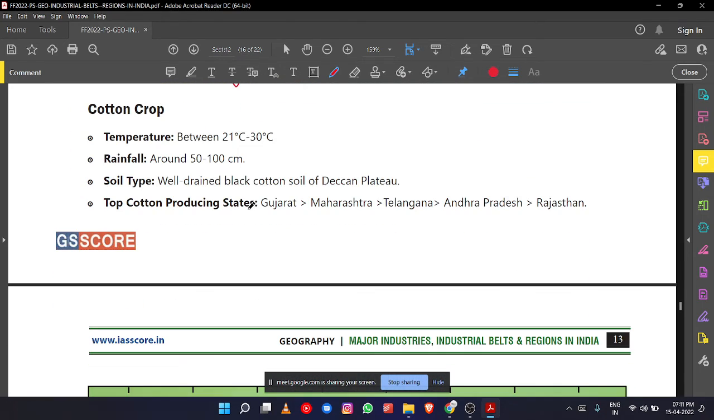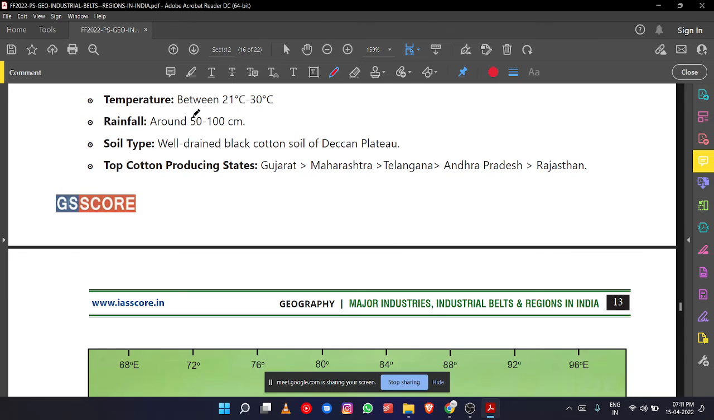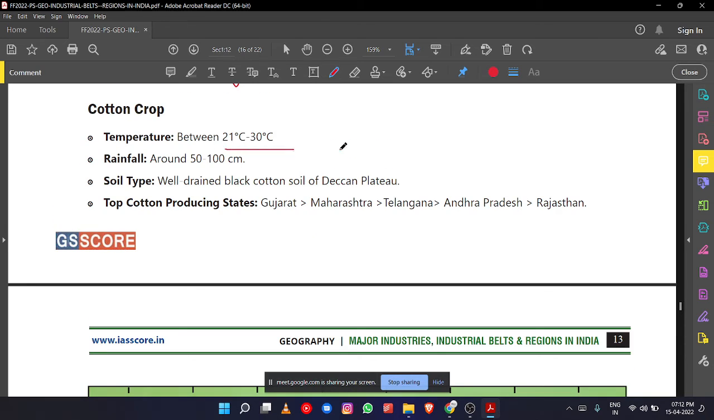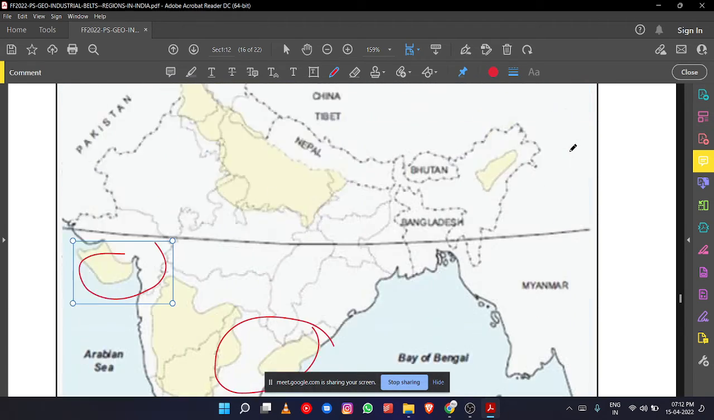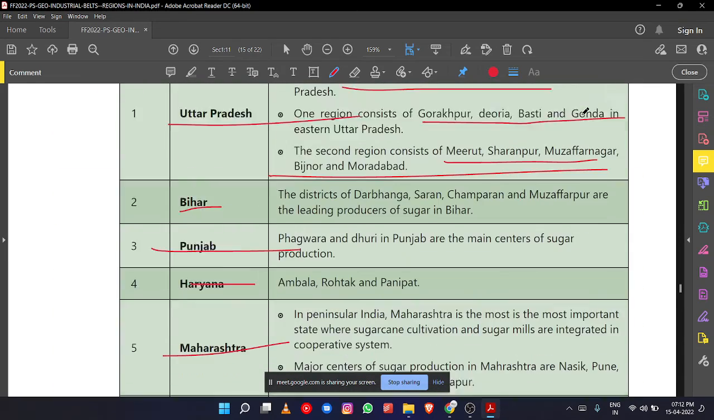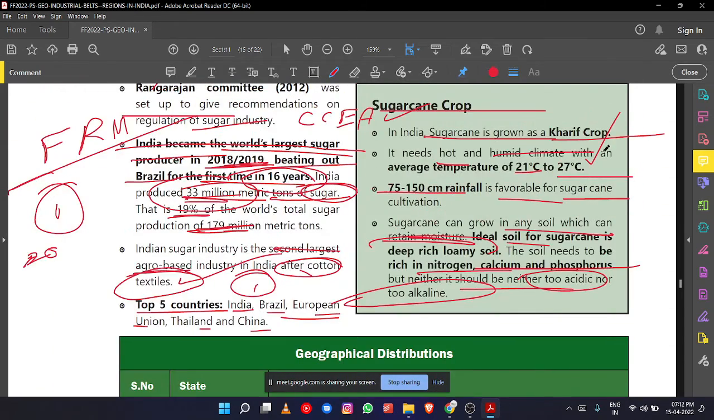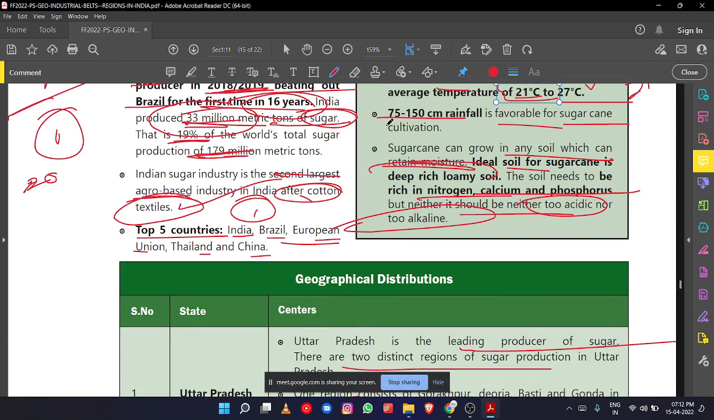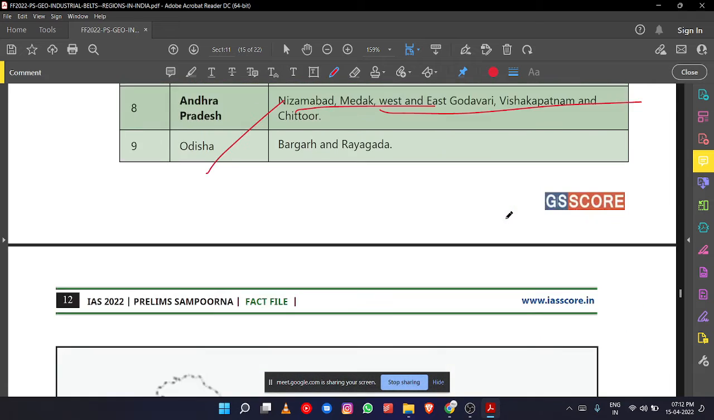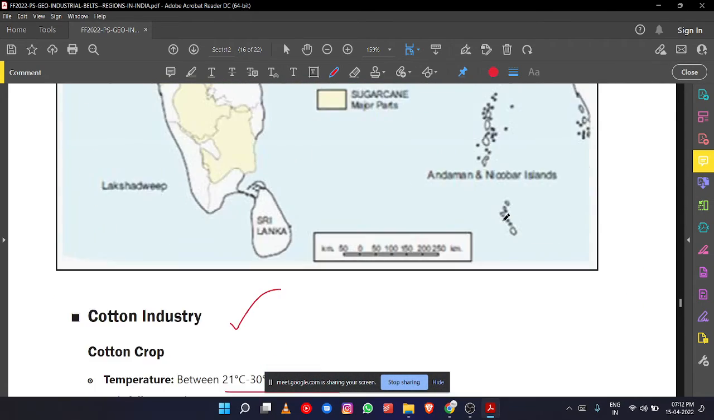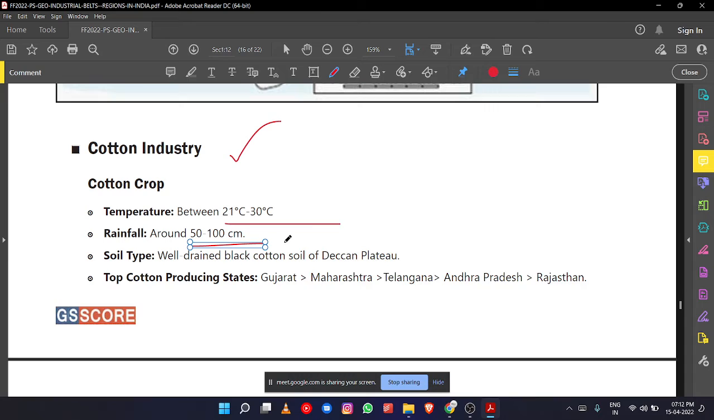Coming to the cotton industry, the cotton crop requires special climatic conditions: temperature 21 to 30. Sugarcane also has special environmental conditions mentioned, 21 to 27, while cotton is 21 to 30. Rainfall for sugarcane is 75 to 150, while here rainfall is 50 to 100 centimeters.